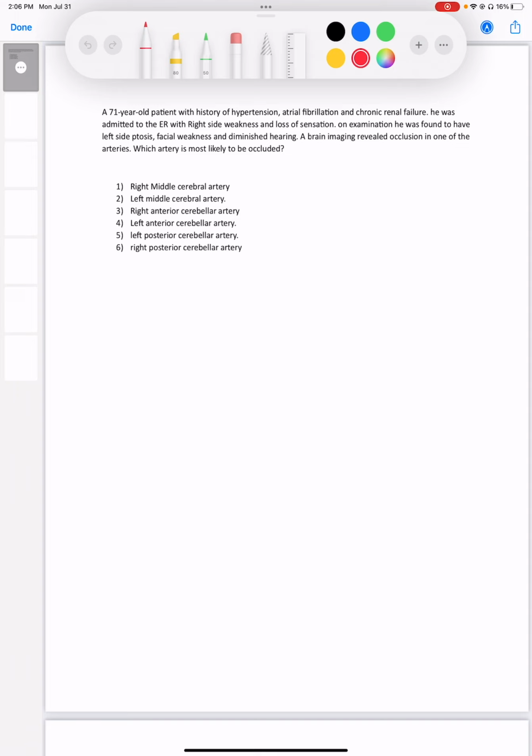So first of all, we have a 71-year-old patient with a history of hypertension, atrial fibrillation, and chronic renal failure, who was admitted to the ER with right side weakness and loss of sensation. On examination, he was found to have left side ptosis, facial weakness, and diminished hearing. Brain imaging revealed occlusion of one of the arteries. Which artery is most likely to be involved?